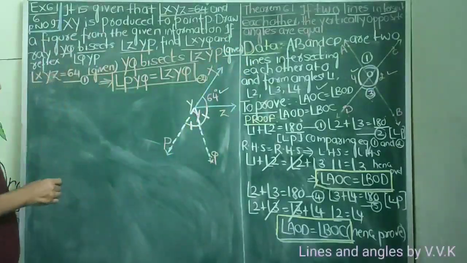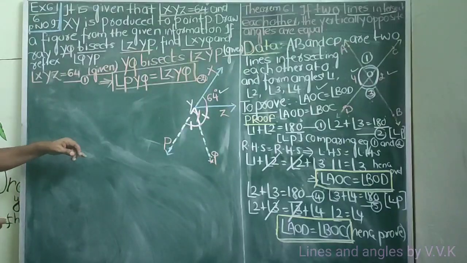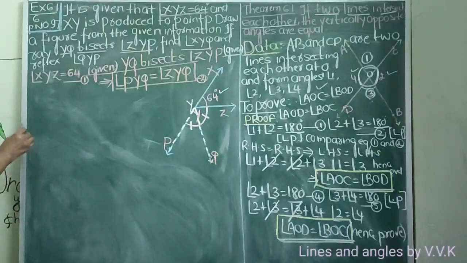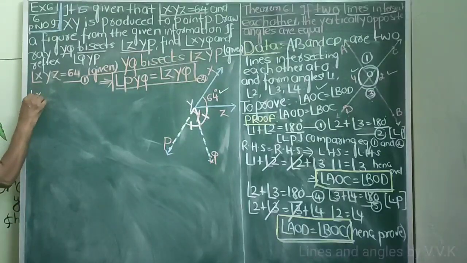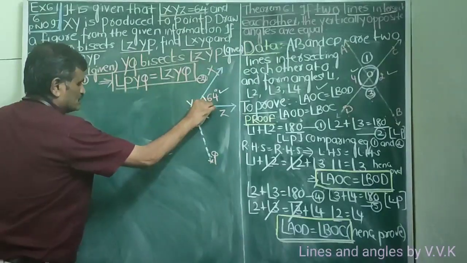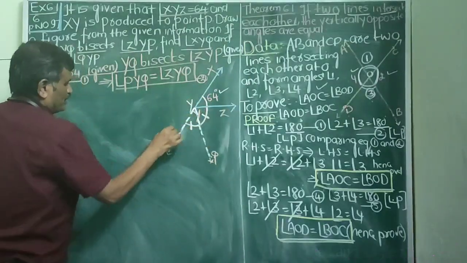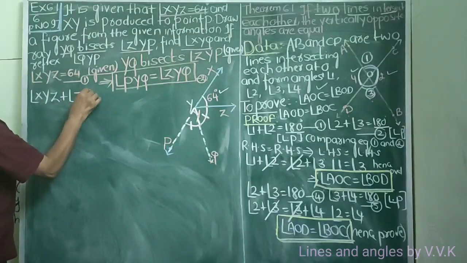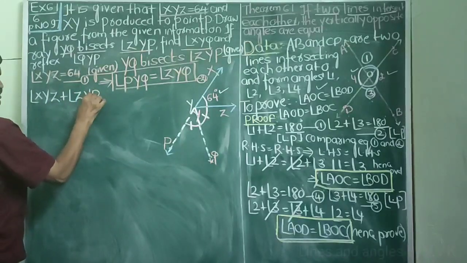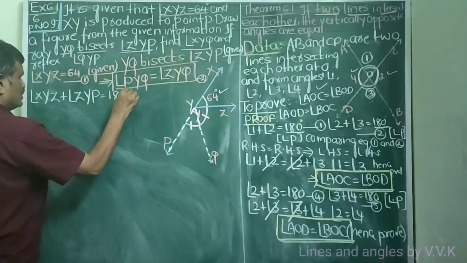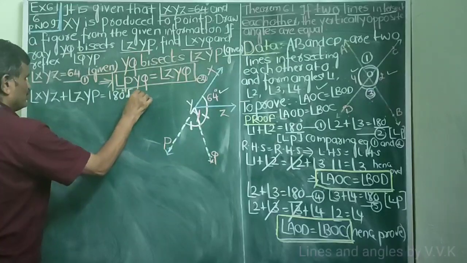Now let me give you some proof. See, the first thing that you are asked is what? Find ZYP. It is very simple, children. This angle XYZ and this angle ZYP, the sum of both is equal to 180 degrees, because they are linear pairs.